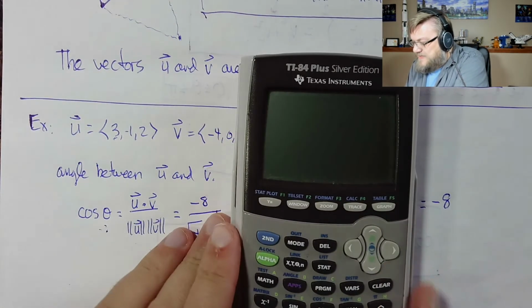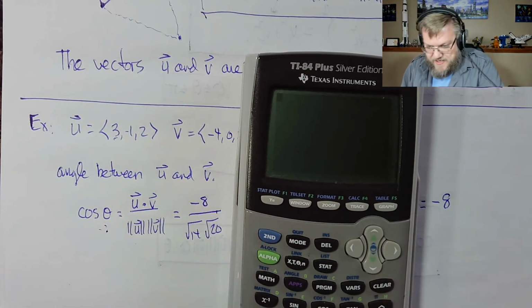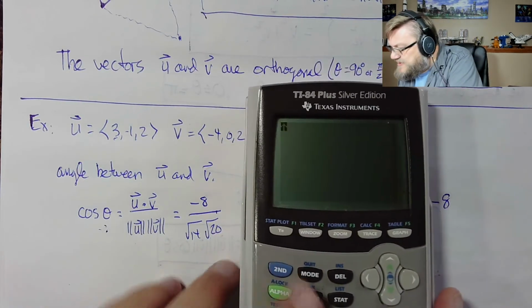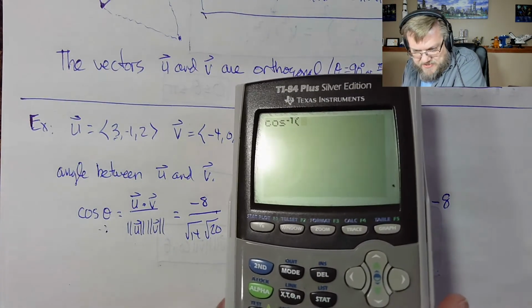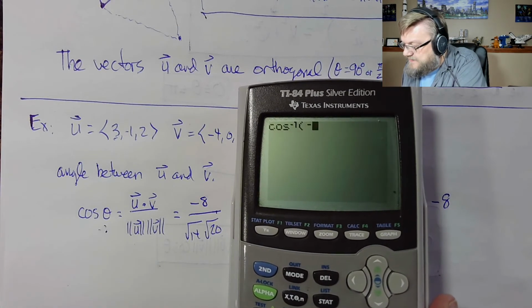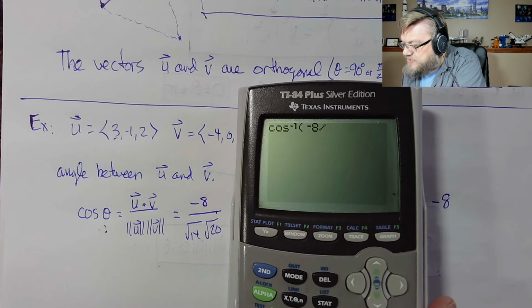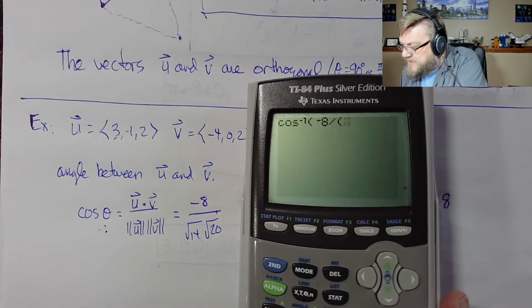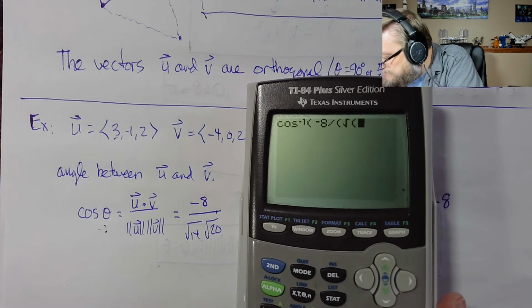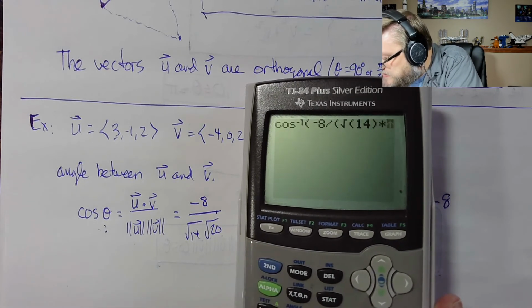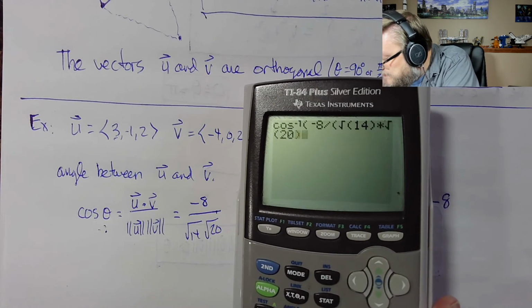Let's try this. So clear that out. And what I got going on here is I want to do the inverse cosine, the arc cosine of, now be careful with your parentheses here, negative 8 divided by, make sure you put the denominator in parentheses, the square root of 14 times the square root of 20.